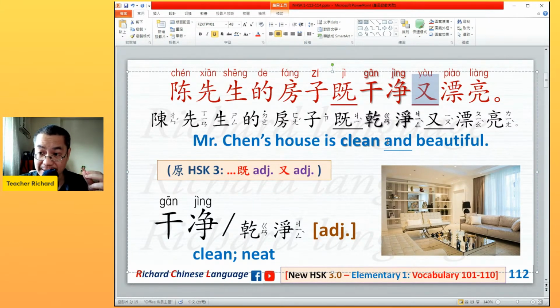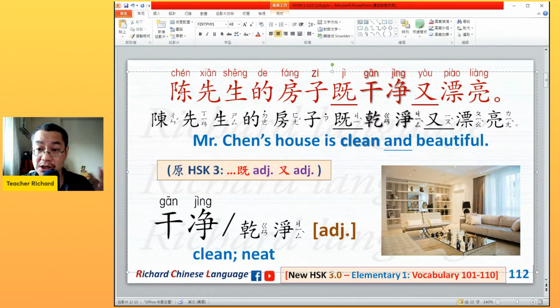既 adjective, 又 adjective. That's a way to say and, but 既 and 又 are used to link two adjectives. So we use 既 adjective, 又 adjective. In English, it means adjective and adjective. This is a very important grammar point, and its function is to link two adjectives.